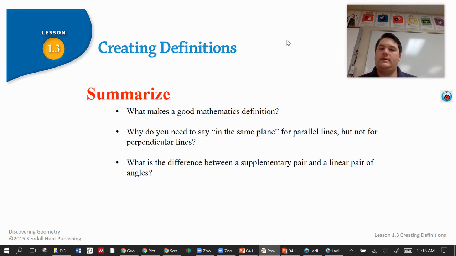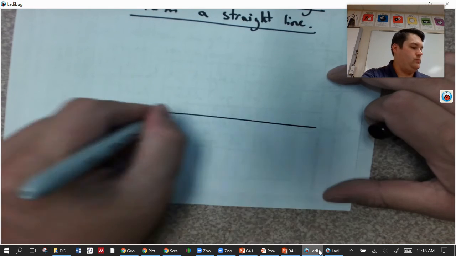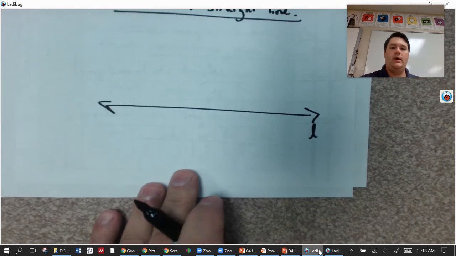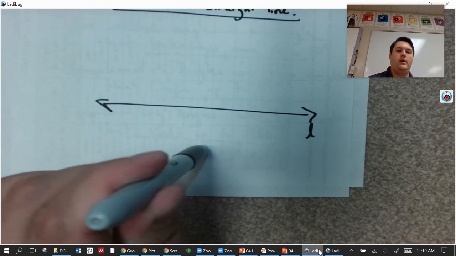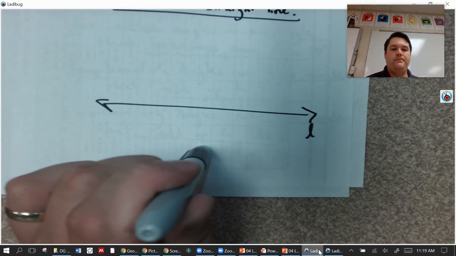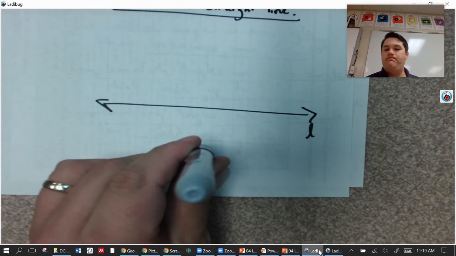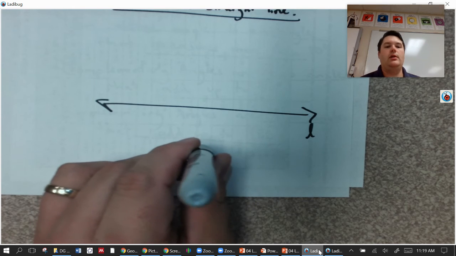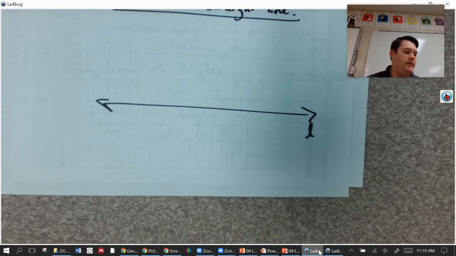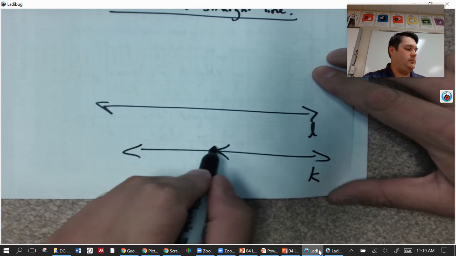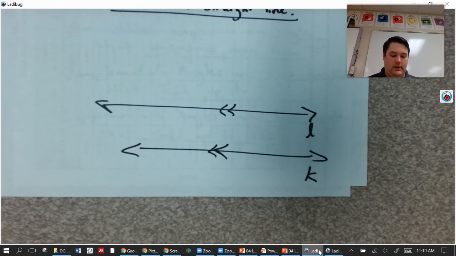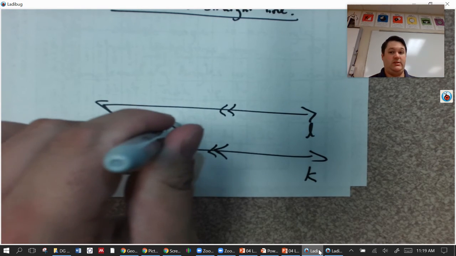Why do you need to say "in the same plane" for parallel lines? So here's something I want you to envision. Take a look at this line. We'll call it line L. And imagine that my pen was another line coming right out of the page at your face. Do those two lines ever cross? No, but they're not parallel to each other, right? So we have to say in the same plane. L and K, those could be parallel because they're in the same plane. A line going like this doesn't cross, but it's not parallel.